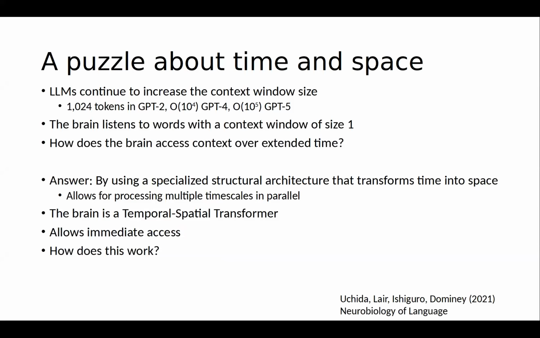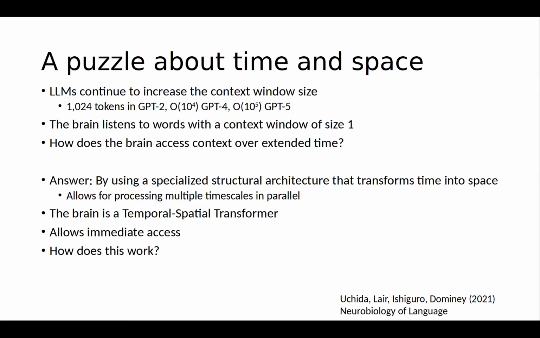So one way to solve this problem of how you have immediate access to multiple timescales is just to give yourself all that information on multiple timescales at the same time. But the brain has a context window of size 1. We get one word at a time, one after another. So how does the brain access context over extended time? To understand something based on a chapter in a book that you read yesterday, you could imagine it would take lookup time to gain access to this information, but yet we have access to it immediately.